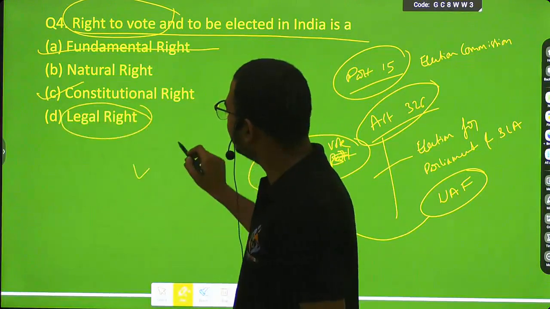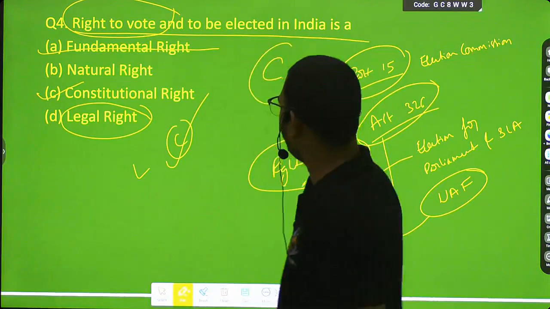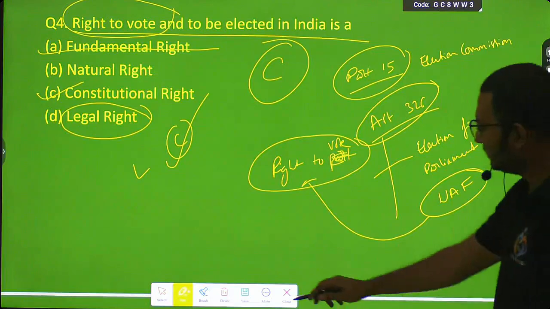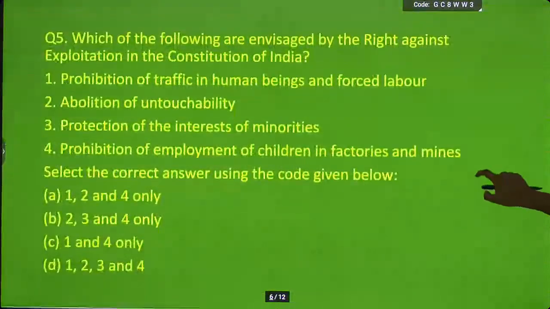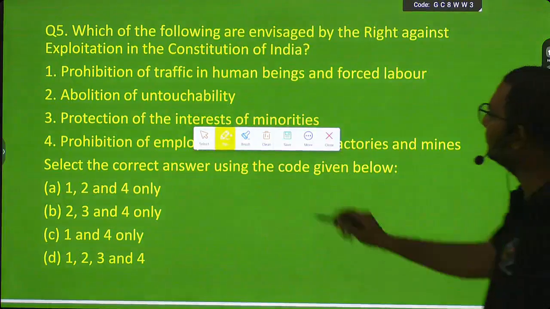When both options are given, then you have to go with constitutional right. So your answer is option C. Okay, so the next question is, which of the following are envisaged by right against exploitation in the constitution?